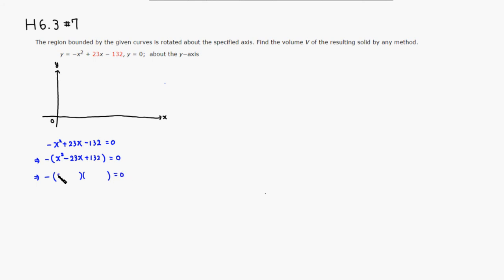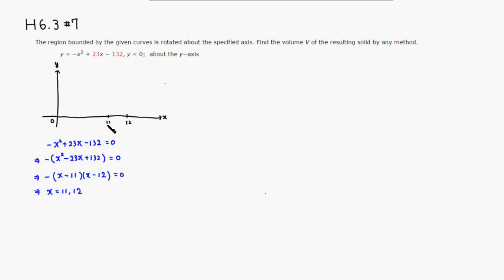Then we should be able to factor this out nicely. So you have x here, and 132. So it's probably negative 11 times negative 12. Does that work? Add them up, you get negative 23. Multiply it together, we get 132. Therefore, we found the x-intercepts to be 11 and 12. So I'm just going to put 11 right here. It's not the right scale, but I'll just put 12 there.